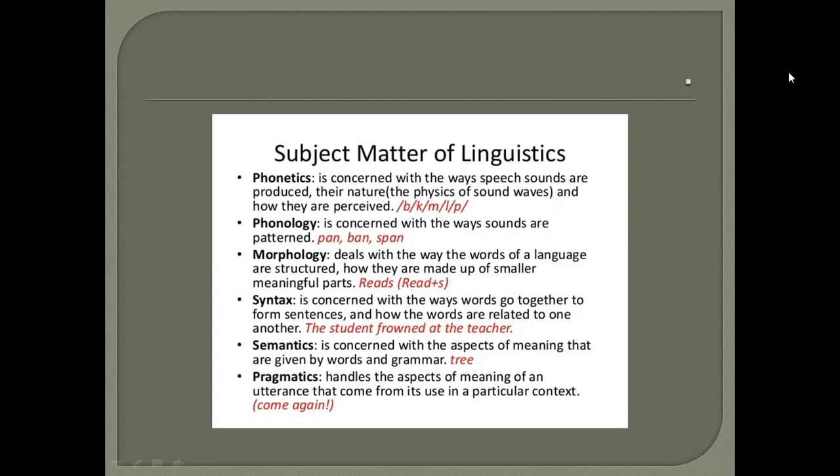Semantics is concerned with the aspect of meaning. Here, semantics deals with the aspect of meaning that is given by the words and grammar. That is, a meaning is there.